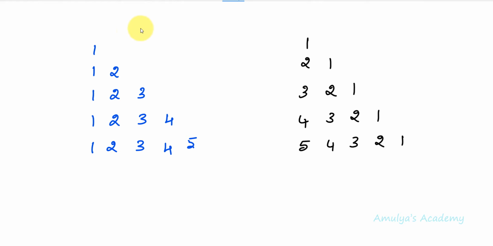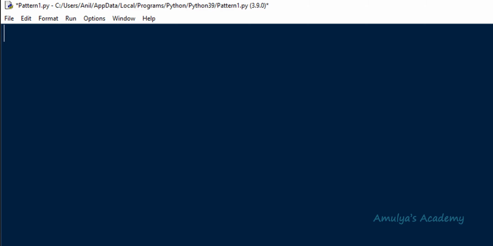The first pattern of today's tutorial is this. We want to print numbers in the right triangle shape. In the first row we want 1, and in the second row we want 1 and 2. In the third row we want 1, 2, 3, and in the fourth row we want 1, 2, 3, 4, and the fifth row we want 1, 2, 3, 4, 5, like that. To print these patterns I'll use the nested for loop method. So without talking much, let's write the program.